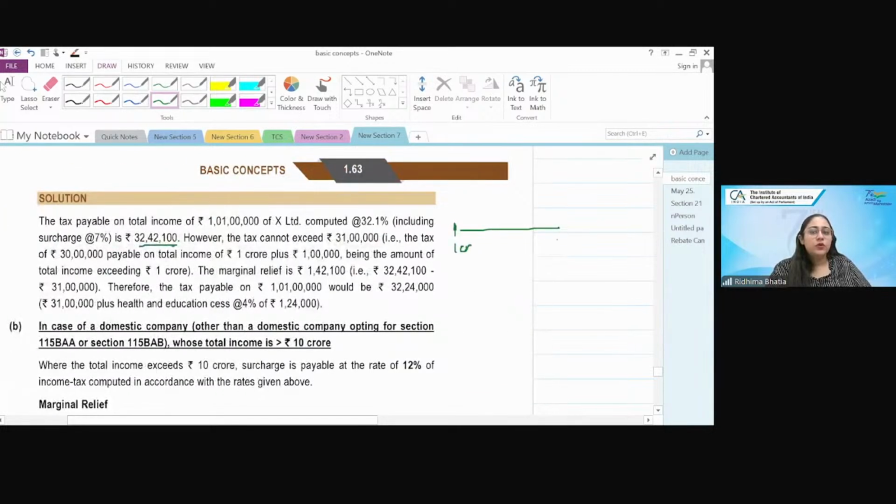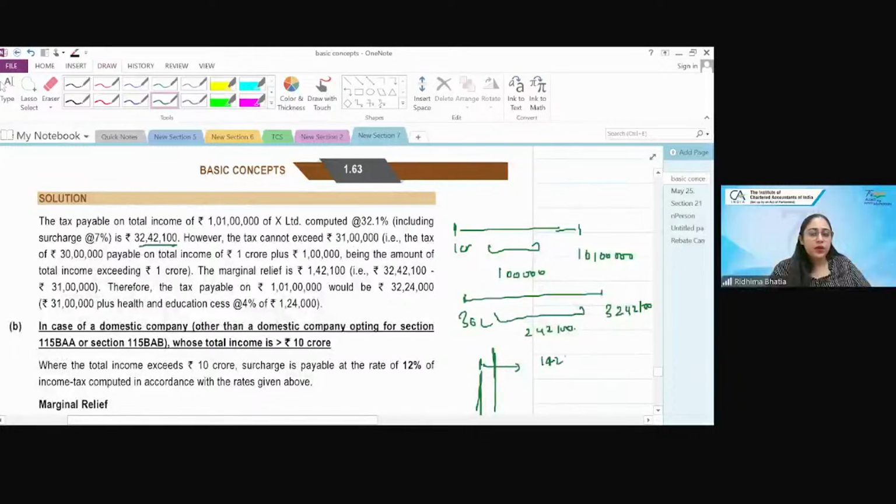Income increased from 1 crore to 1 crore 1 lakh, an increase of 1 lakh. Tax increased from 30 lakhs to 32,42,100. The tax got increased by 42,100. Increase in income is 1 lakh. Increase in tax was 42,100. So this 42,100 would be your relief. Marginal relief is coming to 42,100.